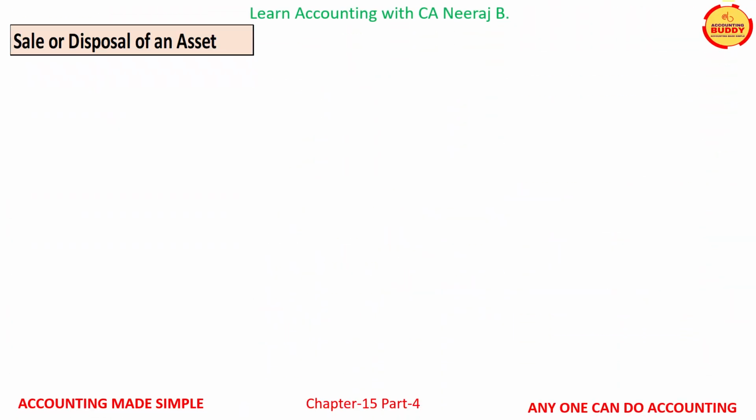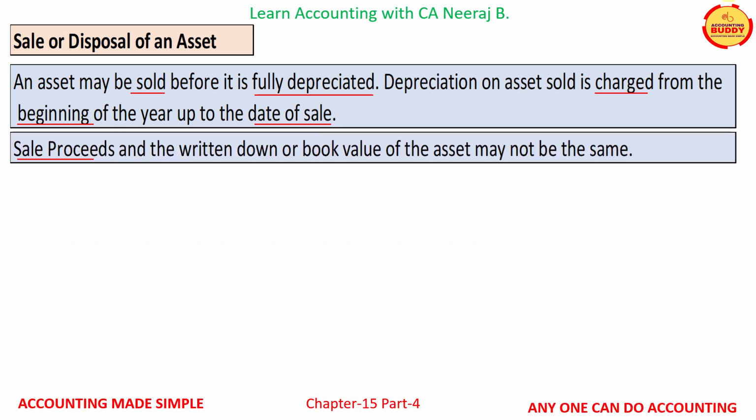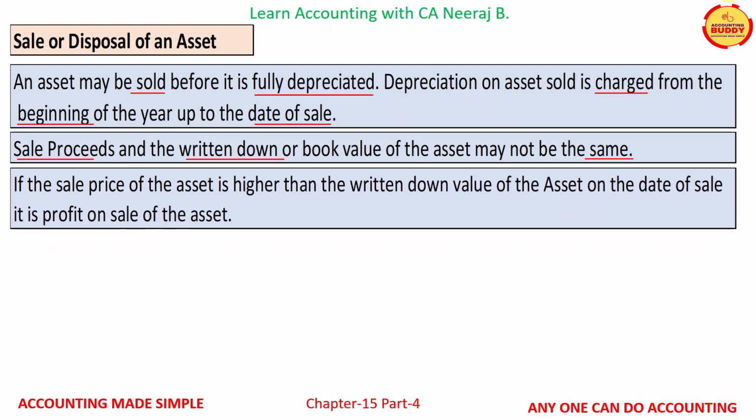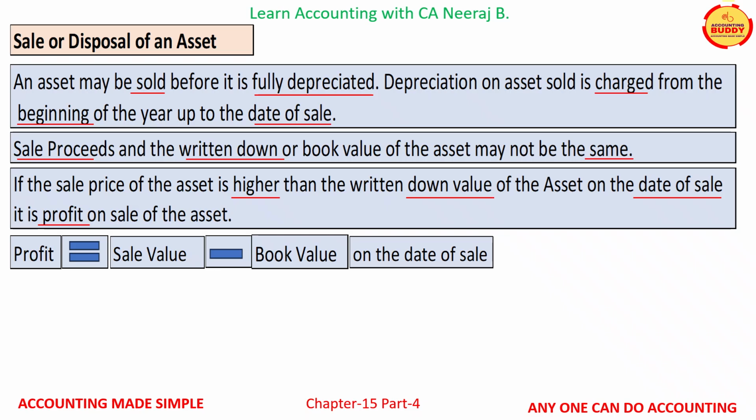Let us learn how the sale or the disposal of the fixed asset is handled in accounting. An asset may be sold before it is fully depreciated. Depreciation on the asset sold is charged from the beginning of the year up to the date of sales. Sales proceeds and the written down value or the book value of the asset may not be the same. If the sales value of the asset is higher than the written down value of the asset on the date of sale, it is a profit on sale of the asset. Therefore, the profit on sale of fixed asset is equal to the sales value minus the book value of the fixed asset on the date of sale.